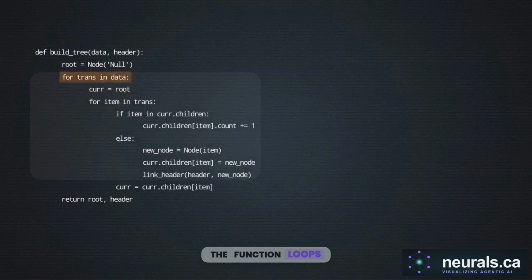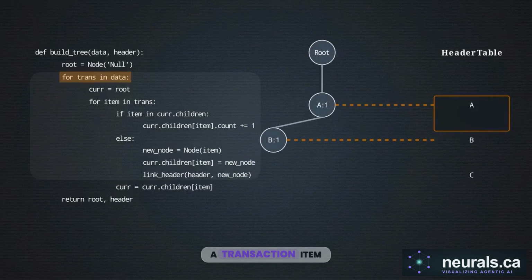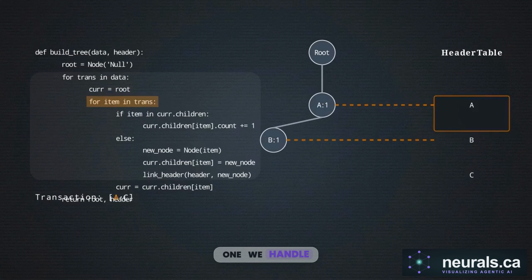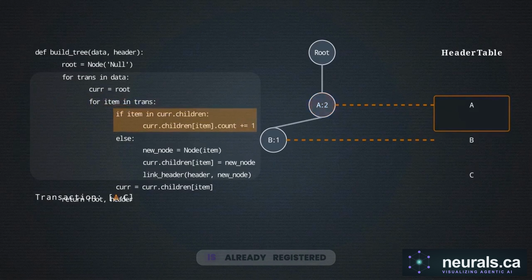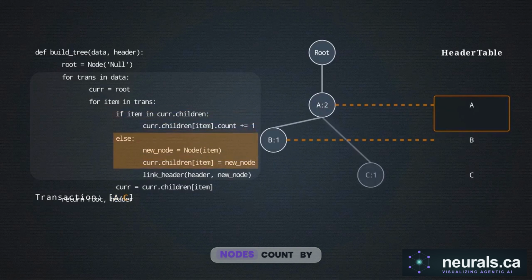Here, the function loops through those newly reordered, frequent item-only transactions. As we step through a transaction item by item, the program faces a decision. How does it know whether to reuse an existing branch or build a new one? We handle that with a simple condition. If the next item in the transaction is already registered as a child, we skip creation entirely and just increment that existing node's count by 1.